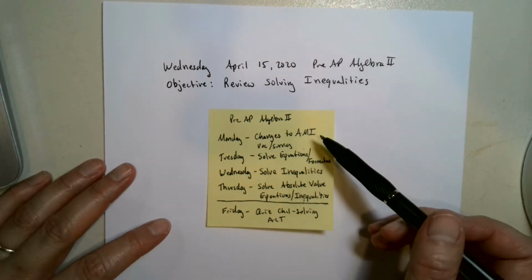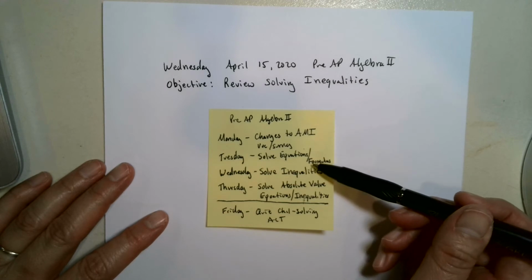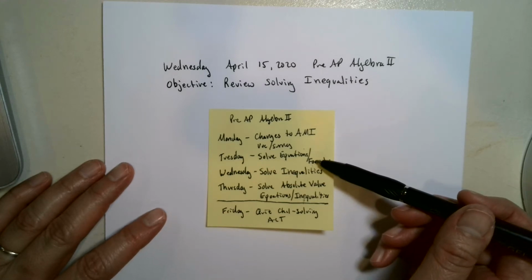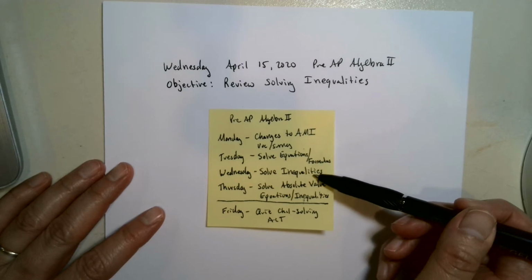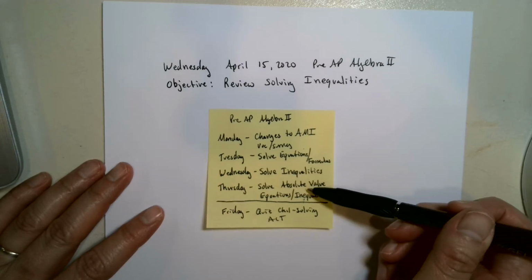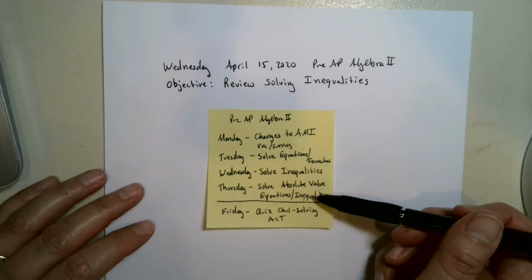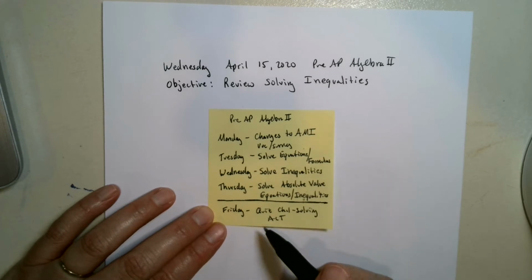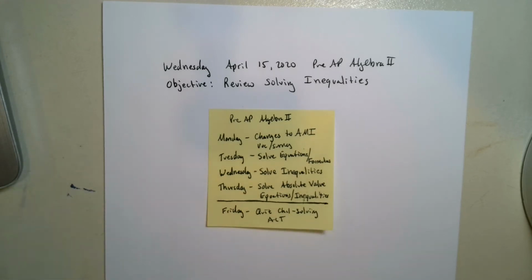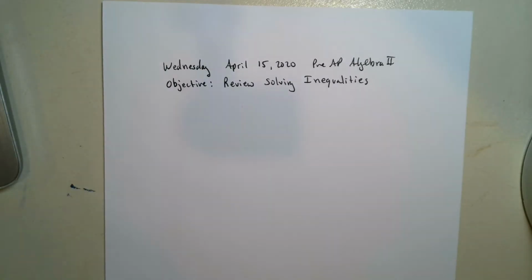And so just a reminder, on Monday we talked about changes to the AMI. Yesterday, we talked about reviewing solving equations and formulas. Today we're going to review solving inequalities. Tomorrow we're going to talk about solving absolute value equations and inequalities. All of your homework is due by midnight on Thursday. And Friday we'll have a little ACT style quiz over chapter 1, solving.